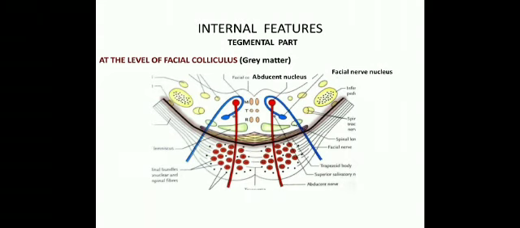So the tegmental part can be studied at two levels, that is at the lower level and at the upper level. At the lower level, that is at the level of the facial colliculus, the grey matter includes the abducent nucleus that lies beneath the facial colliculus. Just below the elevation, that is the facial colliculus, we can observe the abducent nucleus. Then the seventh nerve nucleus, that is the facial nerve nucleus, lies in the reticular formation of the pons.